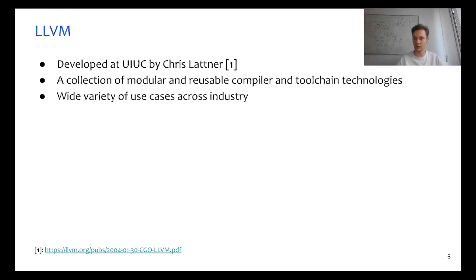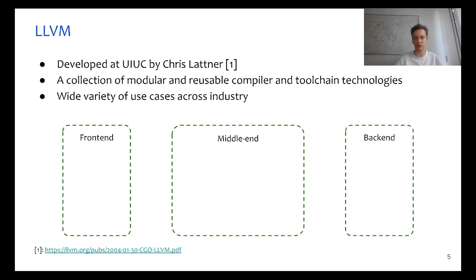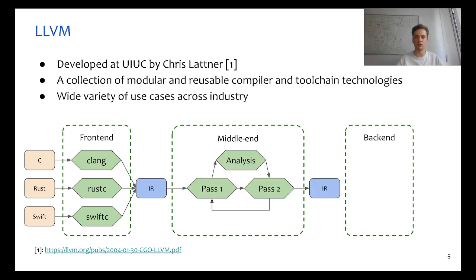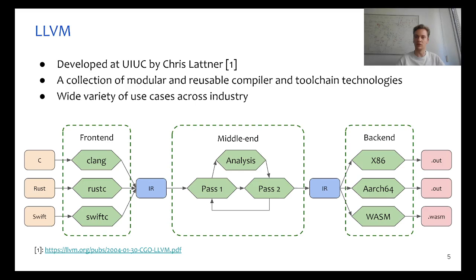A compiler usually has three phases. You have a front end, a middle end, and a back end. In the front end, you parse your high-level language like C down to a single intermediate representation, which for LLVM is LLVM IR. Then in the middle end, you perform optimizations and analysis on that IR. And in the end, your backend will lower this IR again to your actual target code.